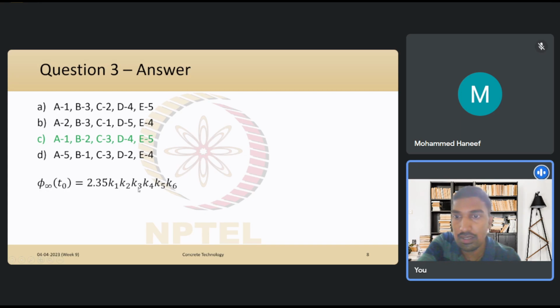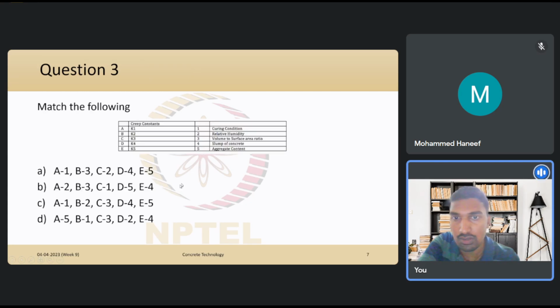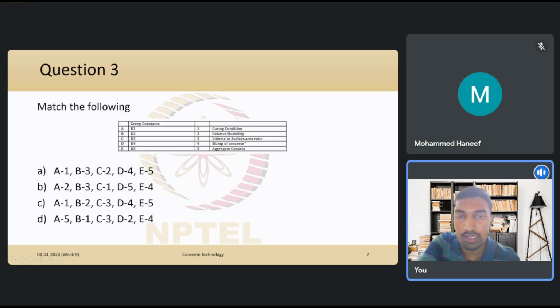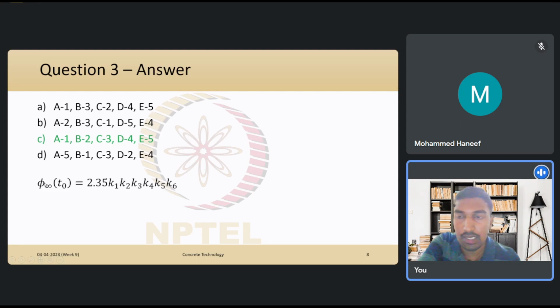This is given by the equation 2.35 times the product of six different constants, k1 to k6. The sixth factor, which is not mentioned in the table, is related to the air content. Depending on the different factors, the ultimate creep coefficient will be determined based on this equation. So this is the ACI method of predicting creep, and the right matching for this is given in option C.